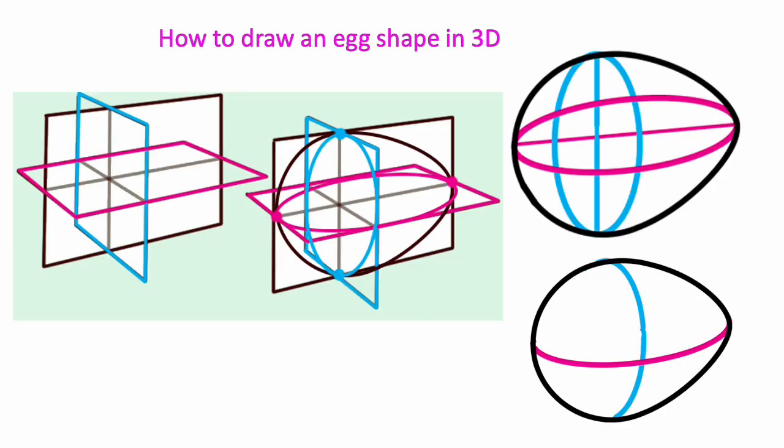We can use a similar approach to draw an egg. In this case, I moved this blue plane forward so it doesn't hit the middle of the form. Again, I put in all the ellipses. The hard part is doing this egg shape, so I'll show you how to do that.